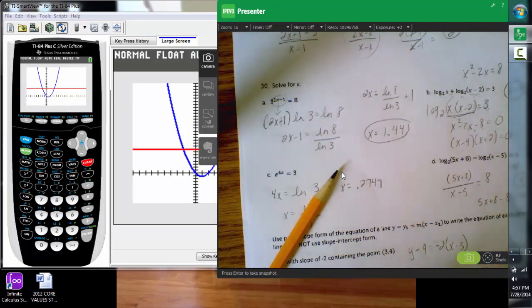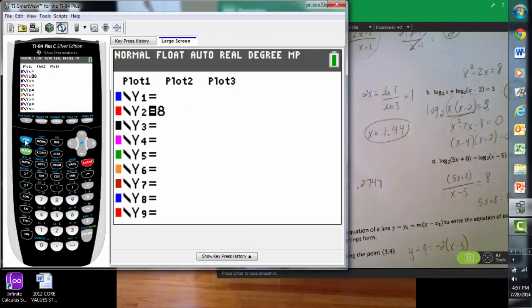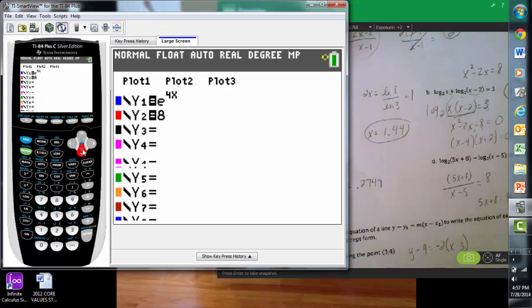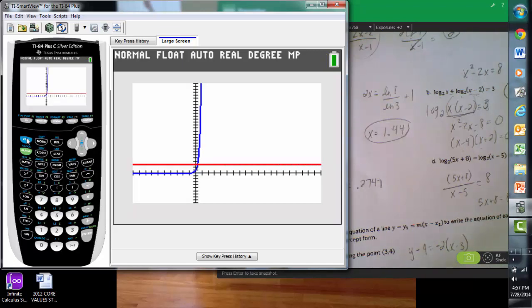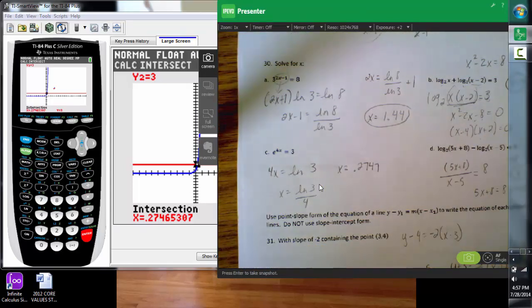e to the 4x equals 3. Again, let me show you while I have the calculator up how to do that. In y1, you would simply do second e to the x and make this 4x. And down here you would have 3, and you would just see where they cross. So second calc 5, enter, enter, enter. Answer is 0.2747. Now, you're not going to be able to do this on a calculator. I just wanted to show you how you could check your answer.